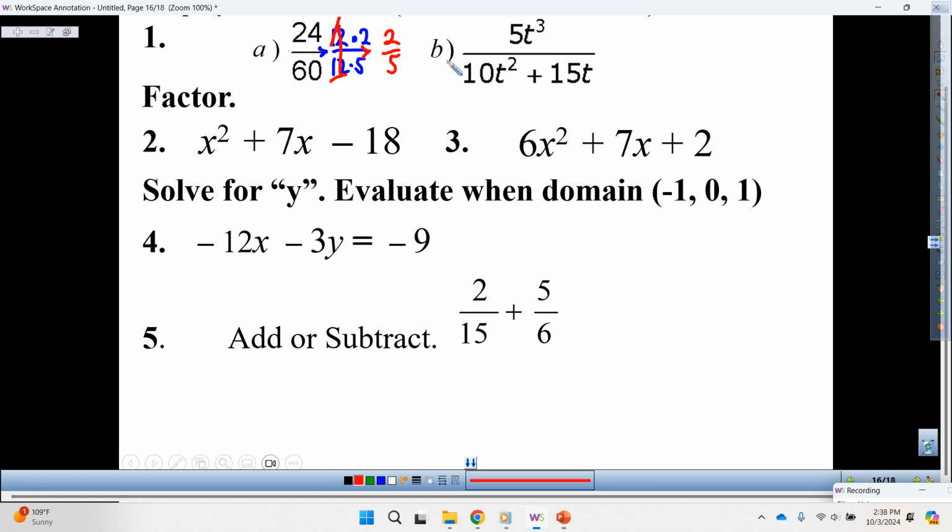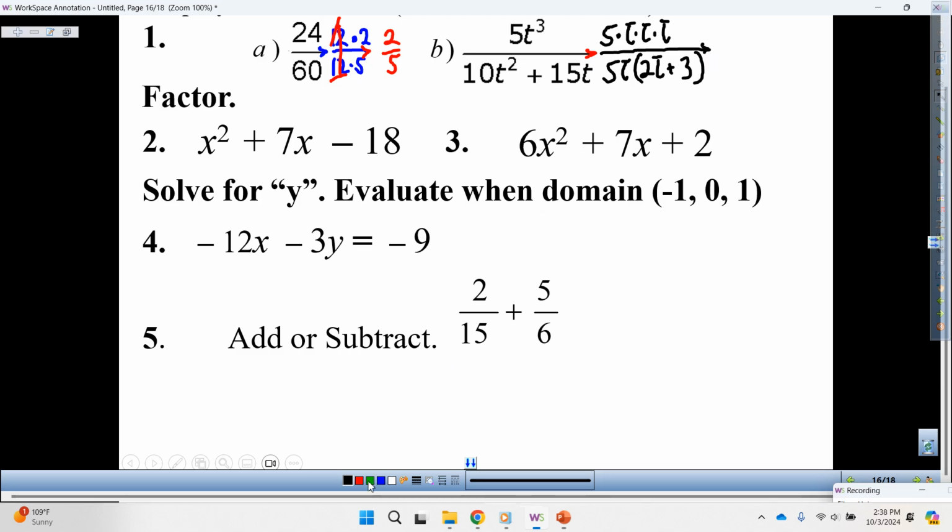All right. Number 1B. How do we factor the numerator? Citlali, pass someone. Jackson, how do we write this in factored form? 5 times C times C times C. All right, not bad. Denominator, what is the GCF? 5 and T. All right, and that leaves us with 2T plus 3. That is correct.